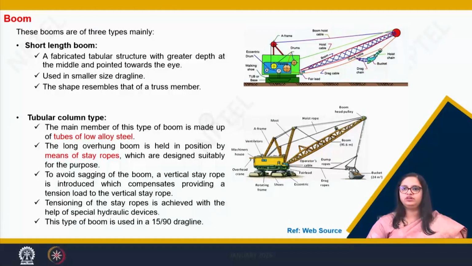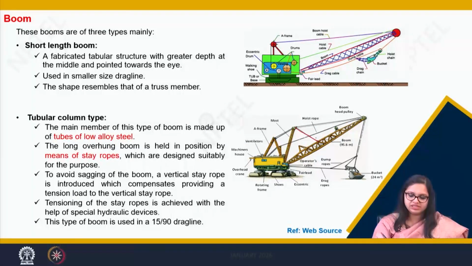So, it can go from around 80 meters to 96 meters. Now, in such tubular column type booms, due to its length, the stability of this boom has to be maintained while the bucket is in operation.